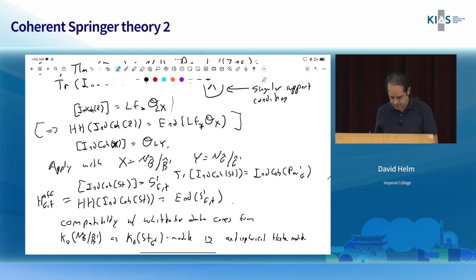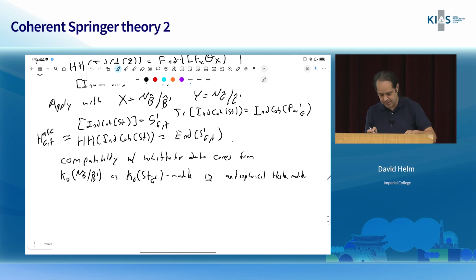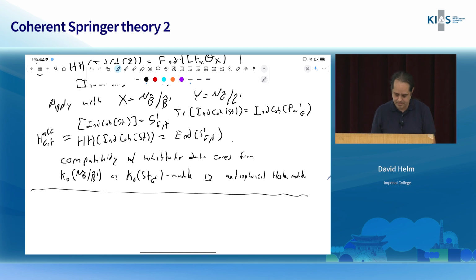Hecke module. And so after passing through first Hochschild homology and then this categorical trace construction, that tells us that O_LY considered as a module over End of the Springer sheaf is the anti-spherical Hecke module, and therefore these two things match up. Okay, so that completes the proof of our theorem, at least on the Iwahori block.